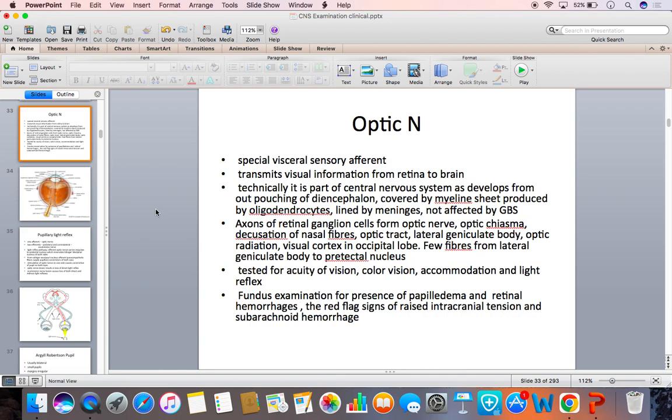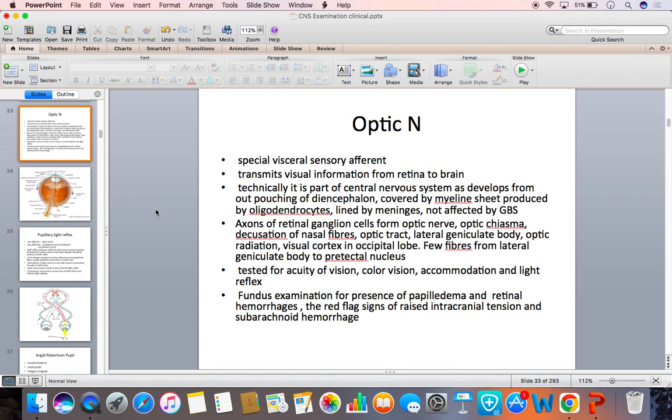Well, coming to the optic nerve now, what is this nerve? It is purely sensory, and sensory afferent. All sensory nerves are afferent nerves. They take the impulses from the periphery to the brain. It transmits visual information from retina to the brain.